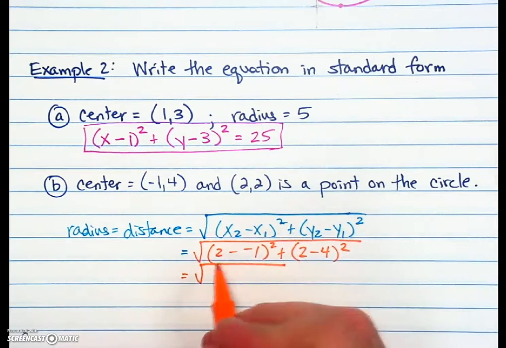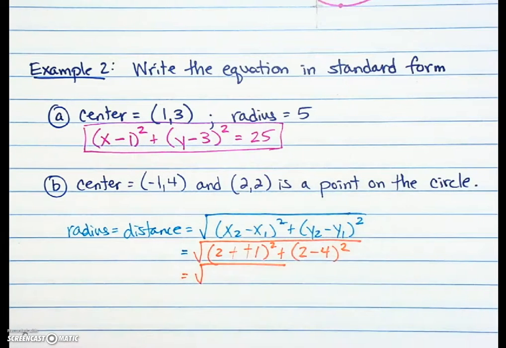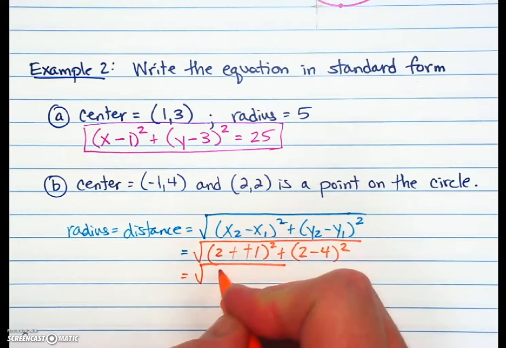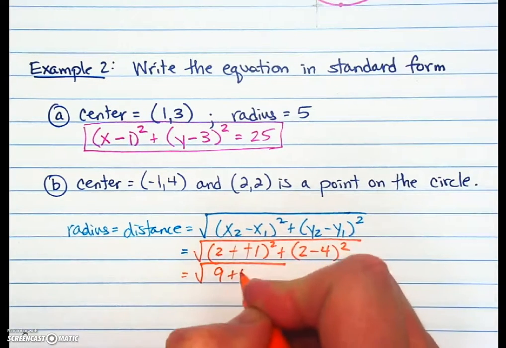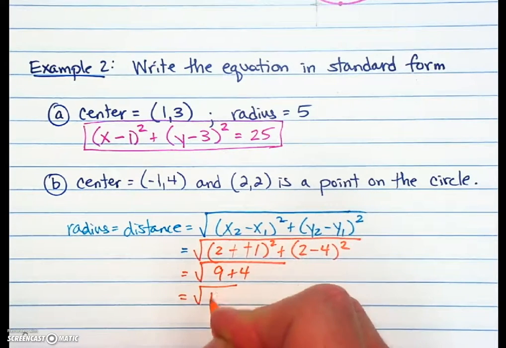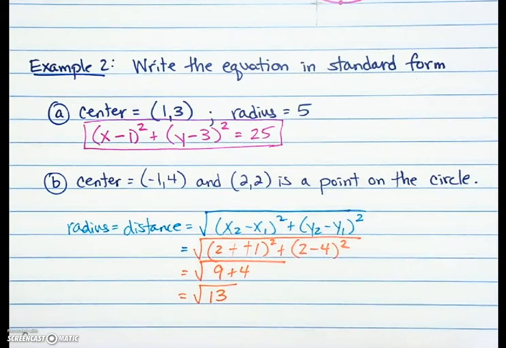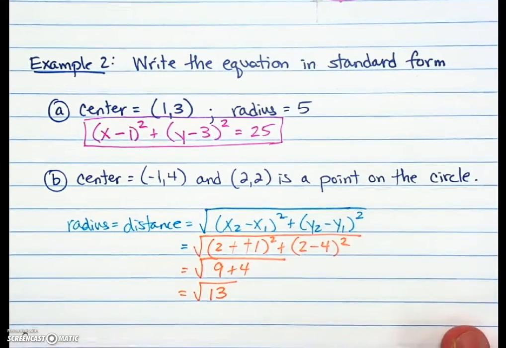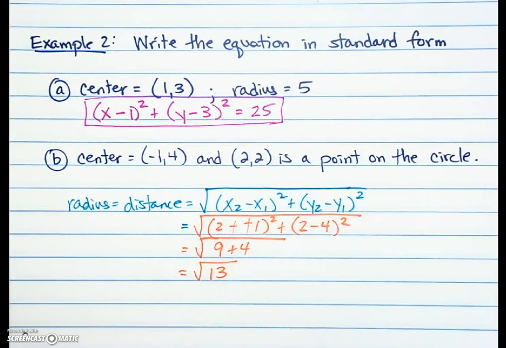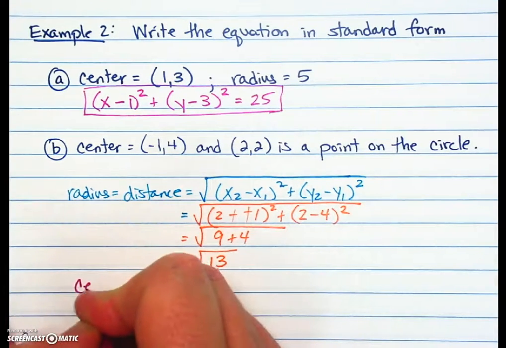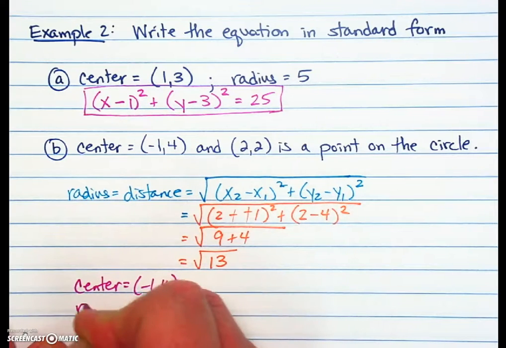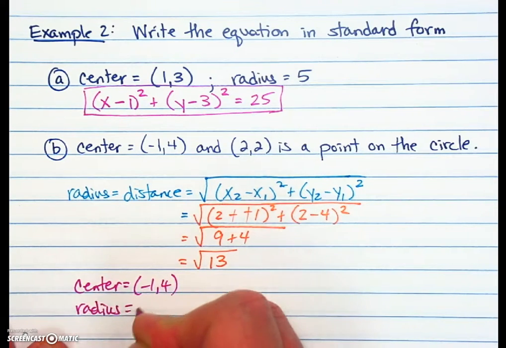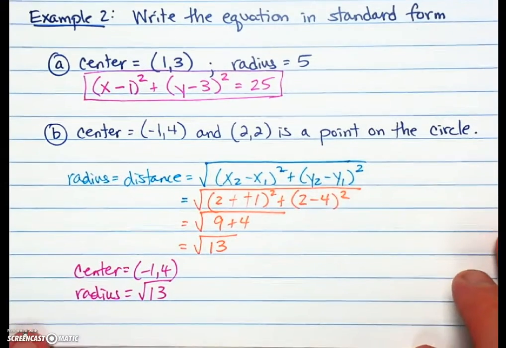And I'm going to end up here, let's see, 2 minus negative 1, that becomes a plus, so that's 3 squared, which is 9. 2 minus 4 is negative 2 squared, that is 4. And so I end up with the square root of 13 as my radius. Okay, so now here's what I have for this problem. I know that my center is negative 1, 4, and my radius is the square root of 13.